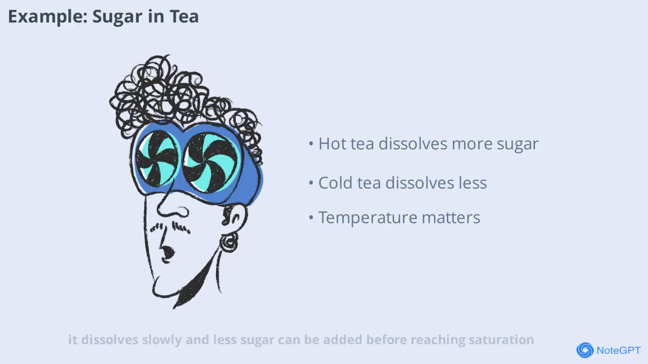In cold tea, it dissolves slowly and less sugar can be added before reaching saturation. This everyday example shows how temperature can make a big difference in how much solute a liquid can hold. It's a principle that applies to many substances, not just sugar and tea.